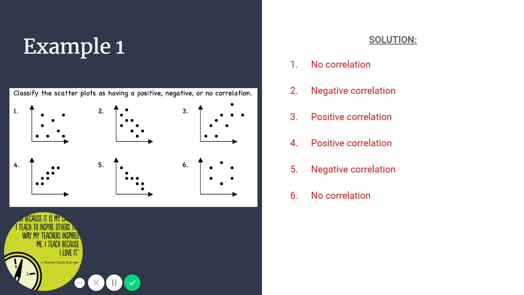These are the solutions to your questions. If you notice, number 1 is all scattered about, so there's no correlation. Number 2 was negative correlation. Number 3 is an upward trend, so it's a positive correlation. Number 4 is a positive correlation. 5, negative. And 6, there is no correlation.